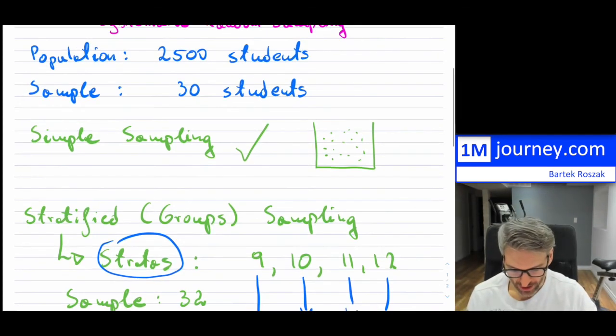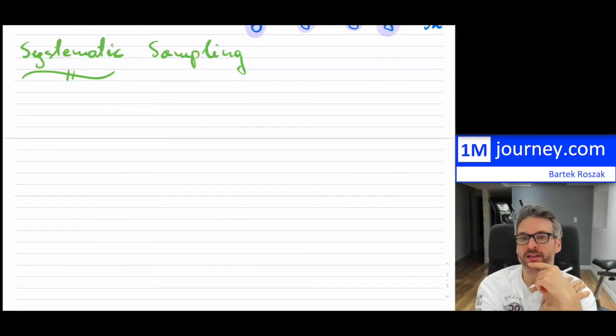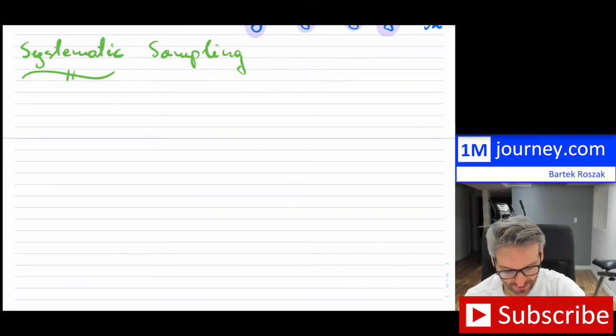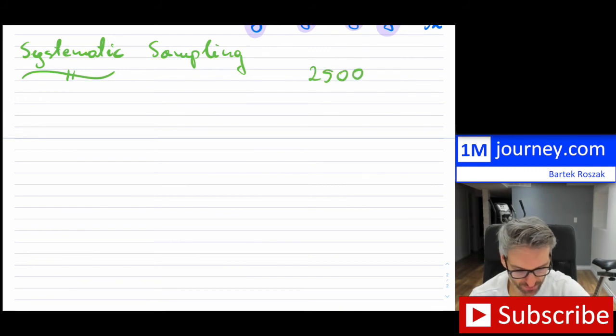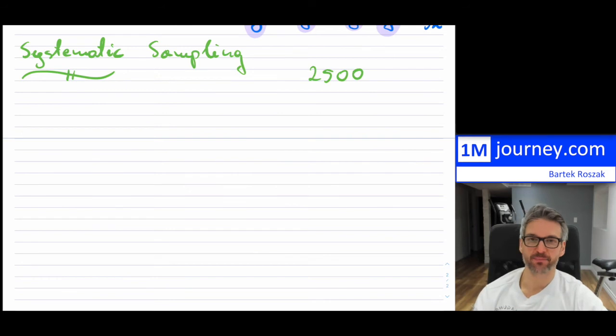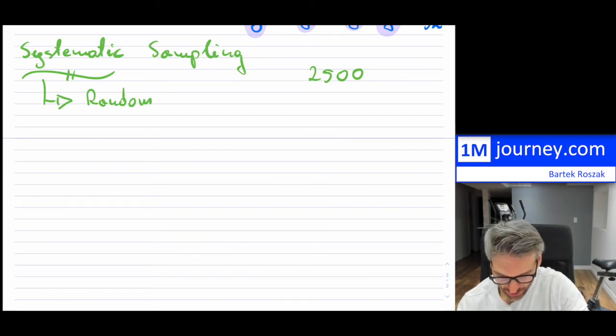Now, the last one is systematic random sampling. This particular sampling technique is not a hard one. So in systematic sampling, let's say we have that 2,500 students, so you take your entire sample size. The first thing that you do in systematic sampling is that you will, at random, select a starting point.